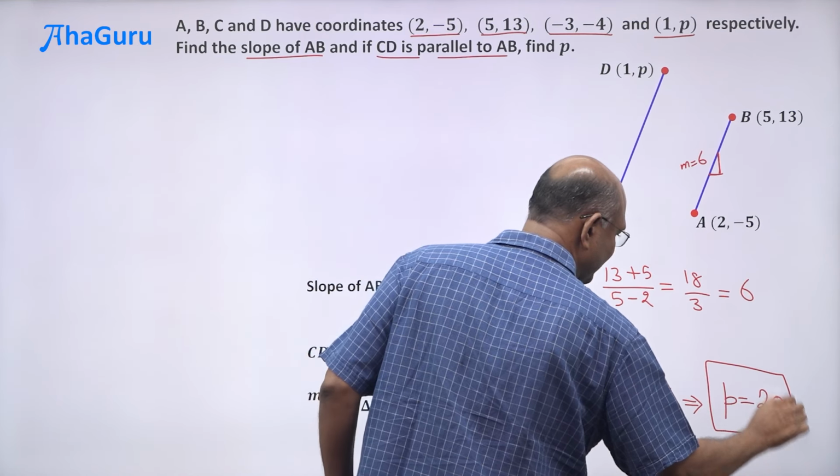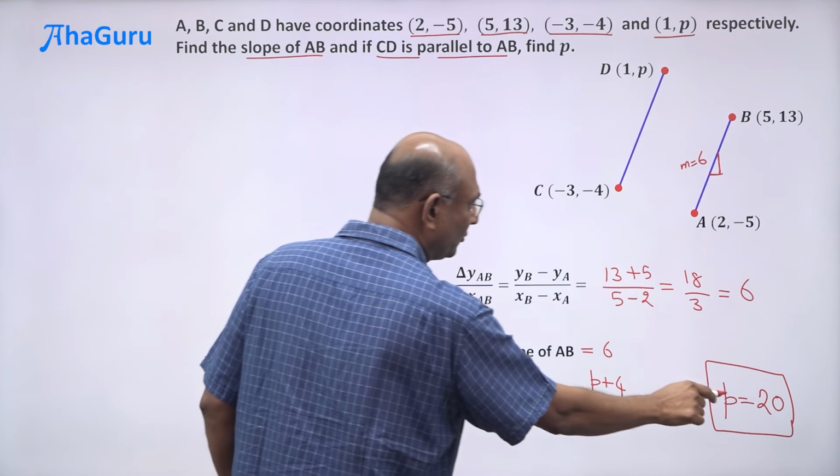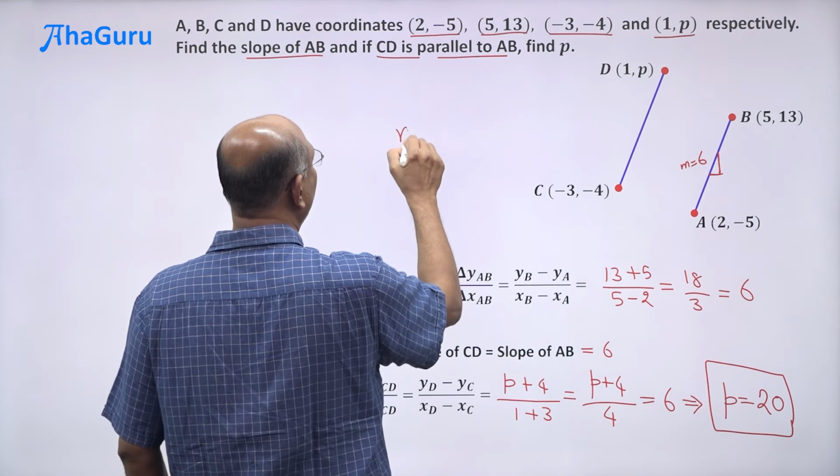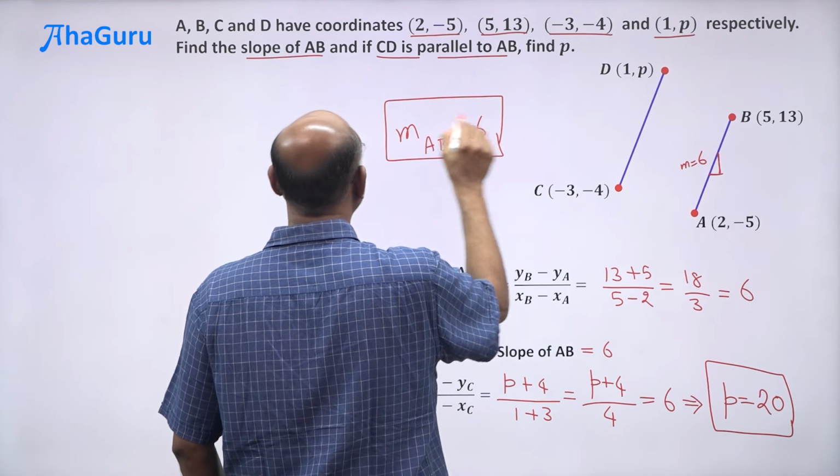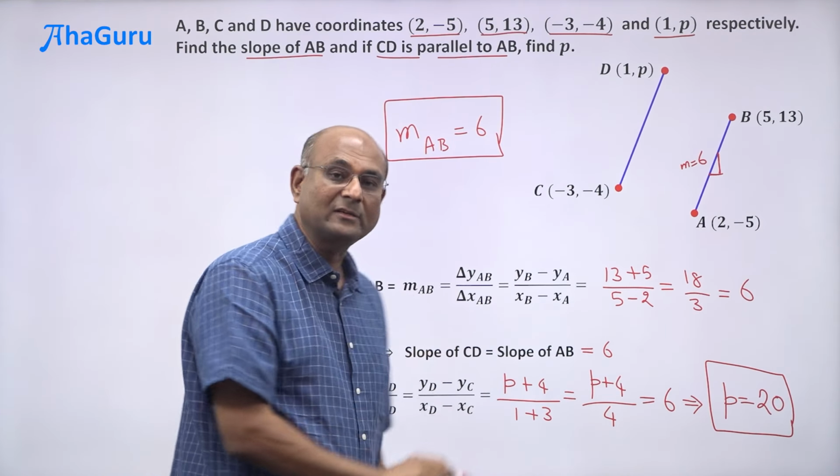So 2 parts to this question. Find the value of P, 20. Find the slope of AB, which is 6. So this is the answer to the first part, and that is the answer to the second part.